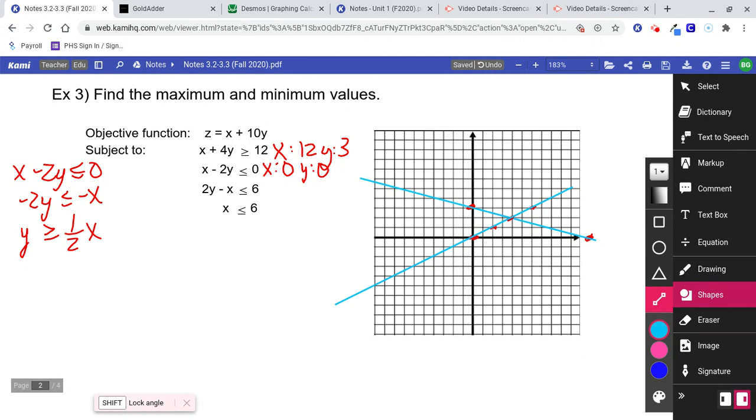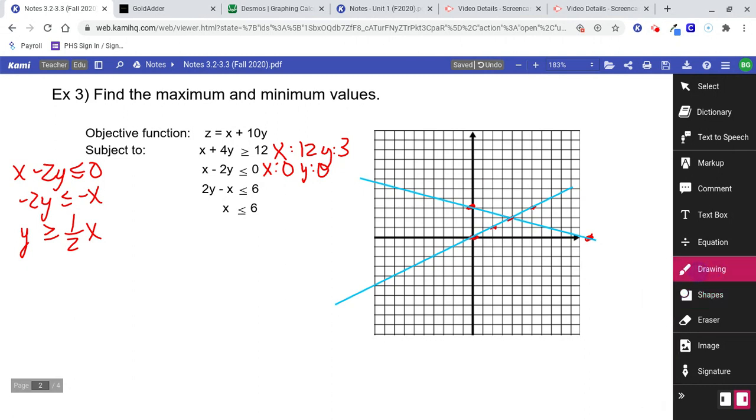Now notice, that first one was y greater than, so we were going to shade up, and the second one looked like down, but when we flip it, we're actually going to shade up. So we're up from both of those diagonals. Think about where that is. That's actually right here, right? Up from both of those diagonals is in that region.